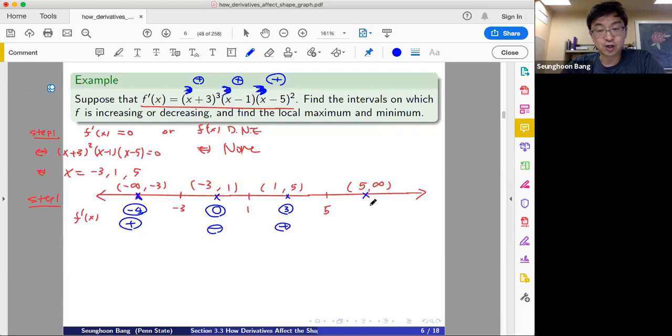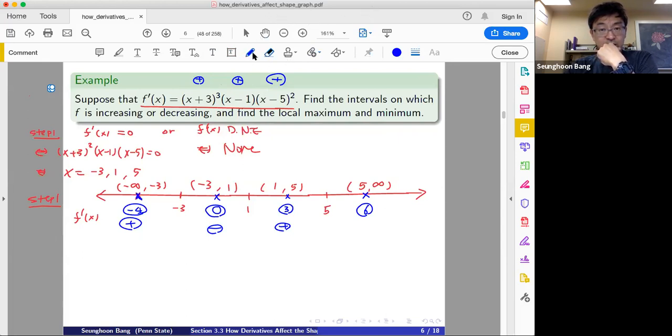The last test number is greater than 5. I can choose 6. You can plug 6 into x. Positive or negative? Could you write your answer on the chatting board? Thank you for your answers.